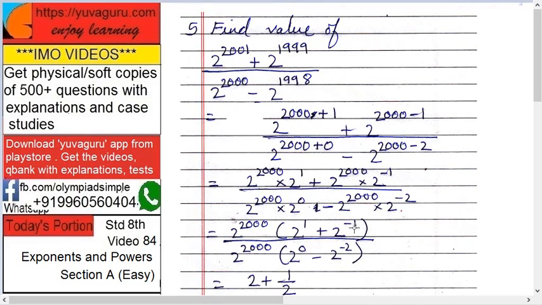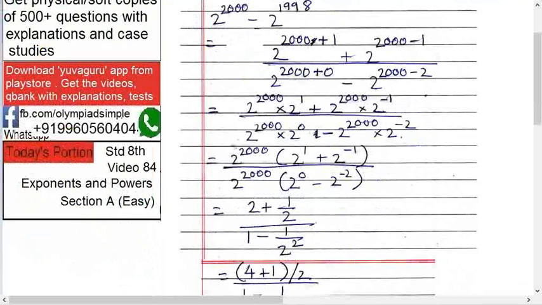to 1 plus 2 raised to minus 1, the whole upon 2 raised to 2000 again, 2 raised to 0 minus 2 raised to minus 2. Now this gets cancelled, 2 raised to 2000. So the problem becomes simpler now. So now the problem becomes 2 raised to 1 plus 2 raised to minus 1 upon 2 raised to 0 minus 2 raised to minus 2.